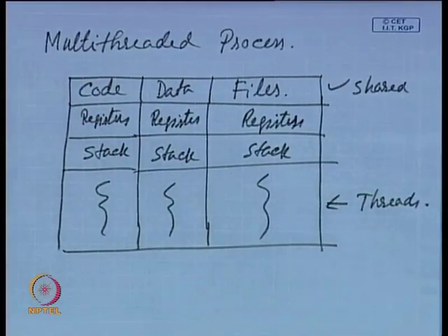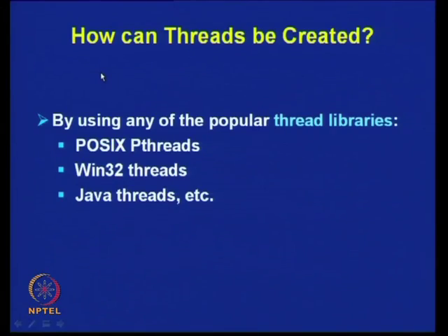I believe in your operating system course, you will learn about process and thread in more detail. The question naturally arises, how do you create threads? How can a thread be created? Fortunately, there are popular thread libraries provided, like POSIX Pthreads, Win32 threads, Java threads. They will facilitate you in creating threads. With the help of these thread libraries, you can create threads.